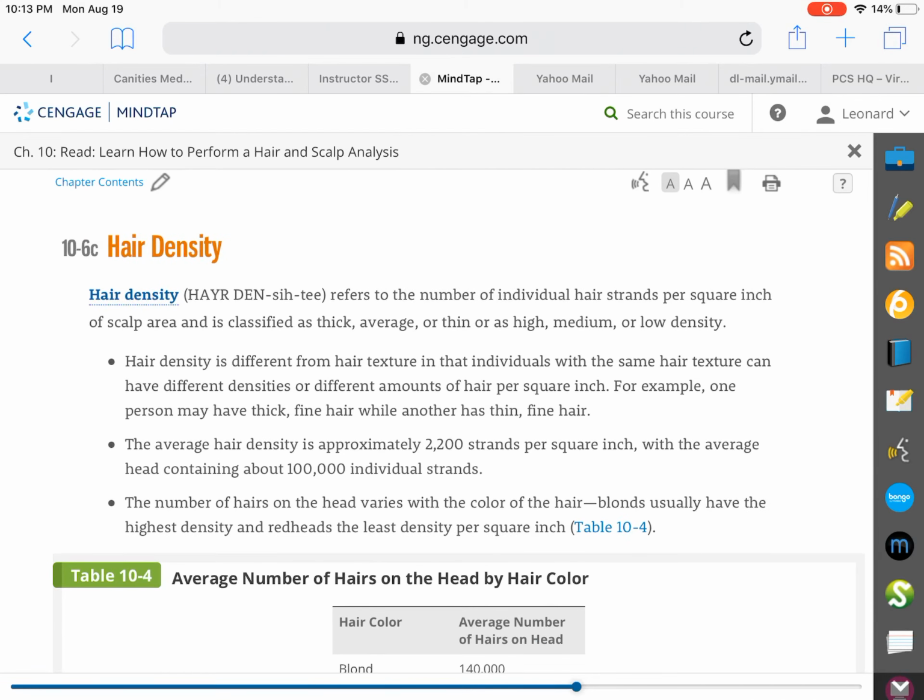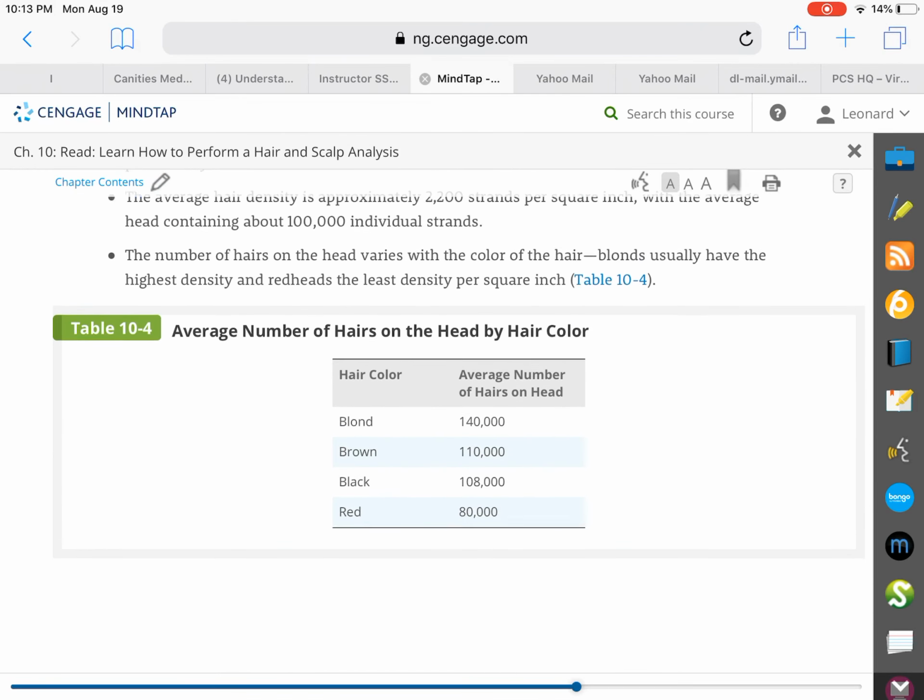Density is the number of individual hair strands per inch. It is classified as either thick, average, or thin, or they might say high, medium, or low density. So, high density is a whole bunch of hairs in a particular area. If the hair is thinning out, that's low density.